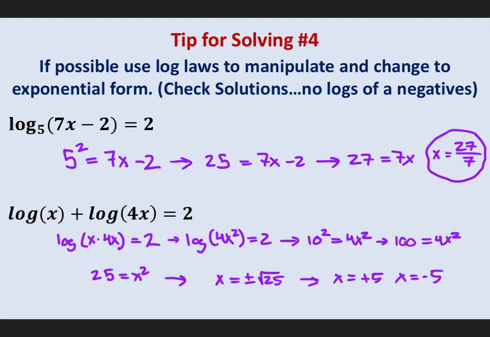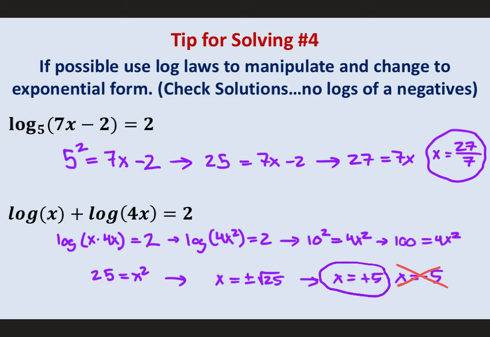Now, we've got to double check, make sure that if I were to put either of these answers back in, it doesn't make one of the insides negative. So let's look at positive 5. Positive 5, that's okay. Positive 5 times 4 is positive 20, that's okay. Negative 5, though, that would be a negative inside the log. Or negative 5 times 4, that'd be a negative 20. So that one is an invalid solution. We'll cross that one off, and our only answer is x equals positive 5 here.